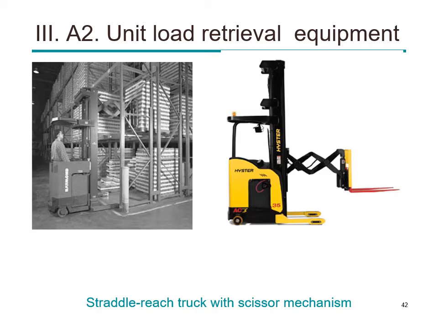This is a straddle reach truck with scissor mechanism. You see, this is the scissor mechanism. So if you have deeper lanes, with this scissor mechanism it can be extended so that the load inside the deeper lanes can be carried, can be moved. But of course, because of this scissor mechanism, it may not be able to hold heavier loads.